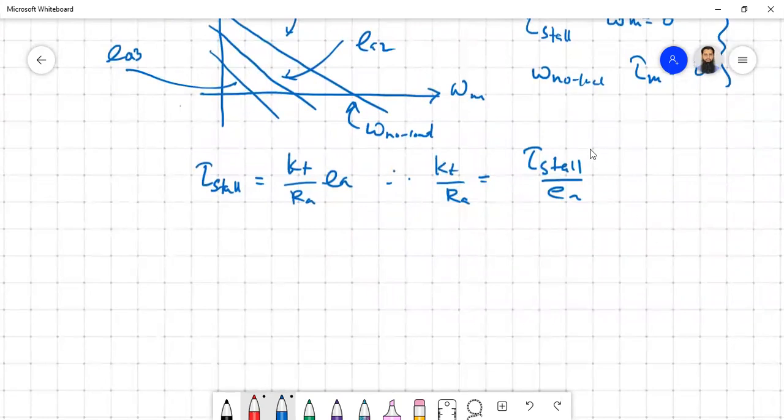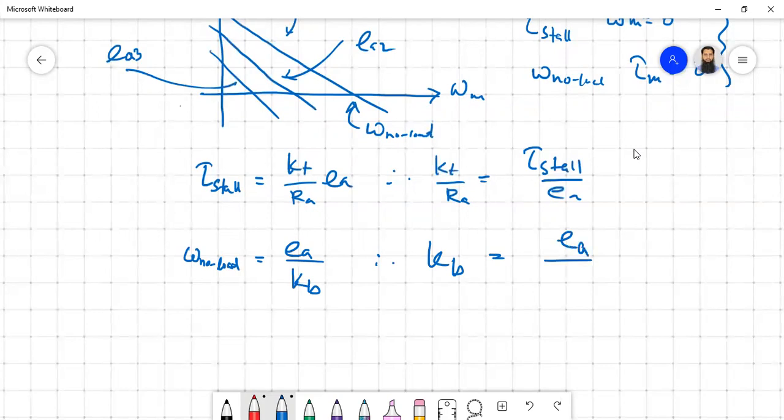Similarly, if we calculate the omega no load, then torque has to be equal to 0. Based on that, we can figure out that omega no load equals EA by KB. But we are interested in KB. Omega no load is known, also EA is known, so we can say that KB is EA by omega no load. Okay, so a lot of derivation, a lot of things we have covered here.